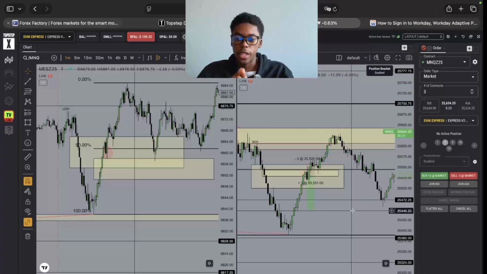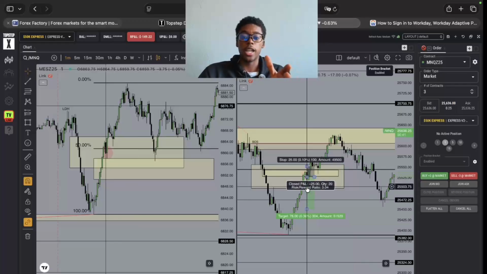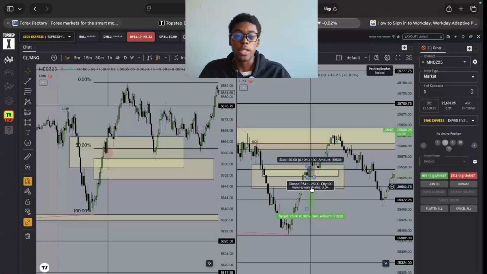But this is where I failed to realize: when I entered into the trade, we never entered back inside of the 50% equilibrium, which is a 50% PD array. My PD array never got tapped into, so the market actually stops me out in less than 5 minutes. I kid you not. We entered into the trade at 10:10 a.m. and we get stopped out at 10:12 a.m. It's 2 minutes, literally 2 minutes.